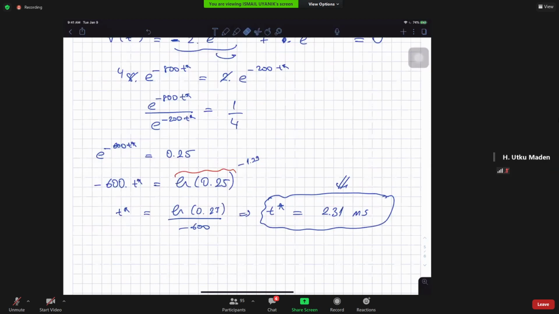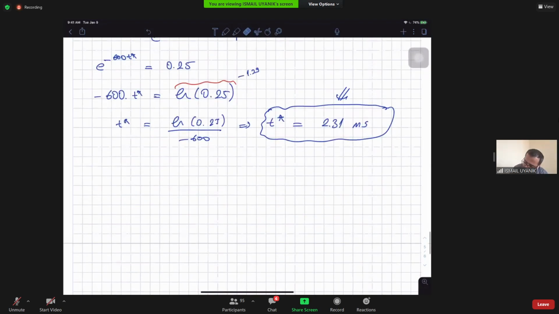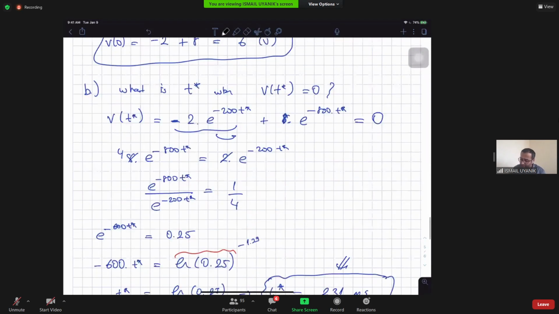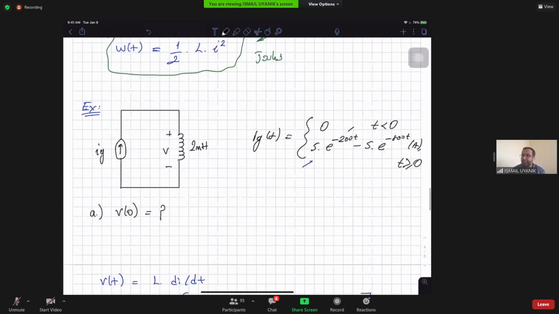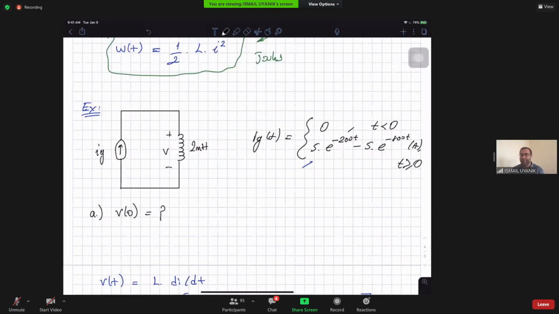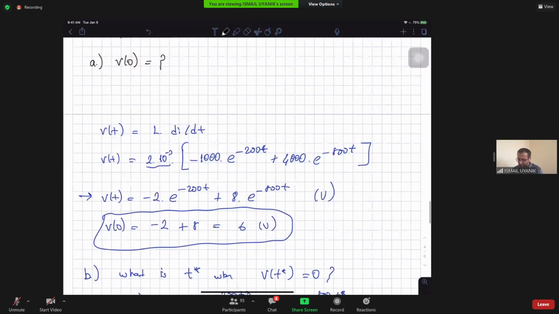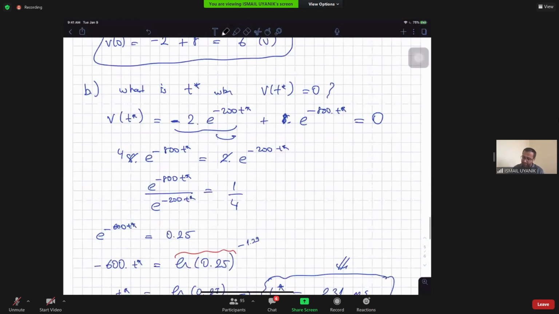Okay, perfect. Let's focus on part C. Part C says, what is the power p of t on this 2 millihenry inductor? Basically, we need to calculate the power here. Again, it's extremely simple for us now. We will just multiply the voltage equation with the current equation. We have the current equation, we have the voltage equation, we have everything. It will be very simple.